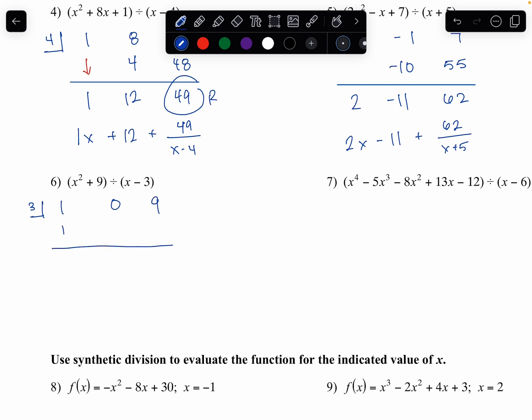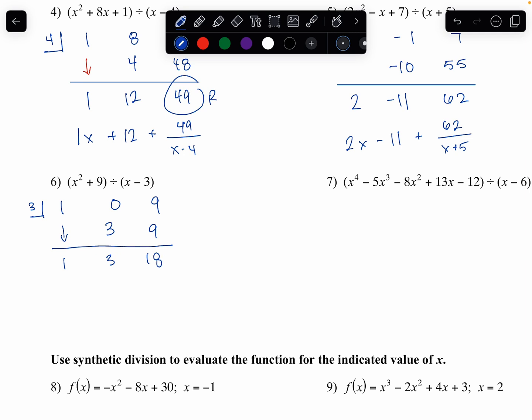And we're going to drop the 1, and the 1 is going to be multiplied by the 3 in the box number. Okay, so 1 times 3, that's going to give me 3. We're going to combine the terms here, and that's going to give me 3. And 3 times 3, that's going to give me 9. And that's going to give me 18.